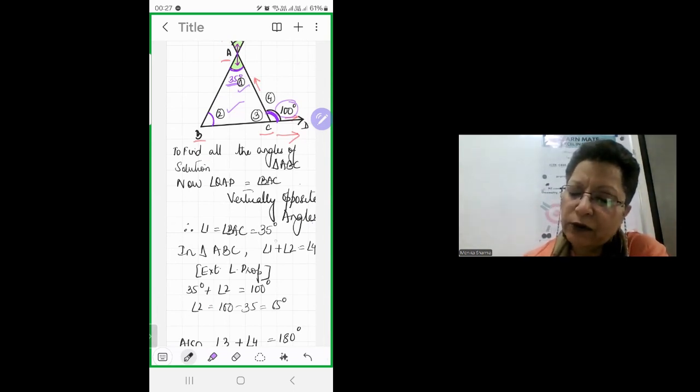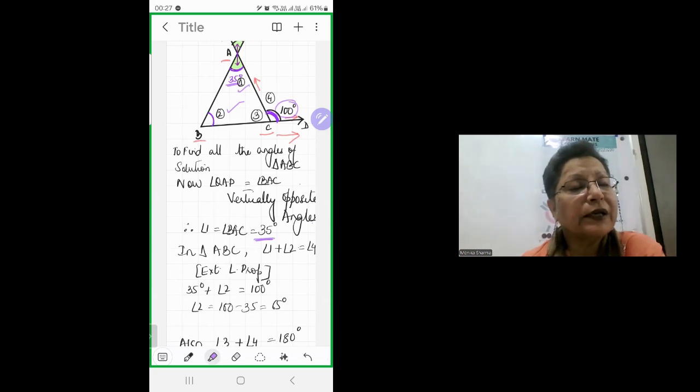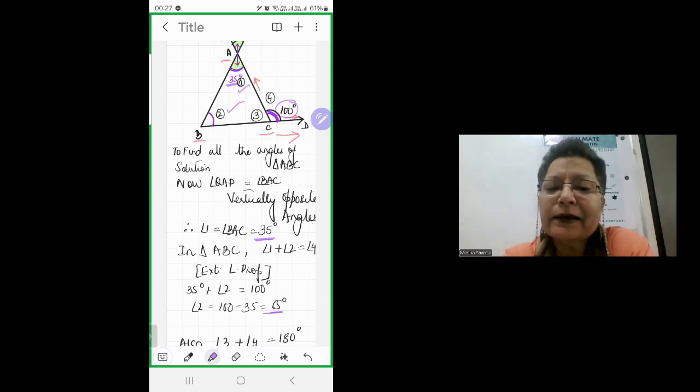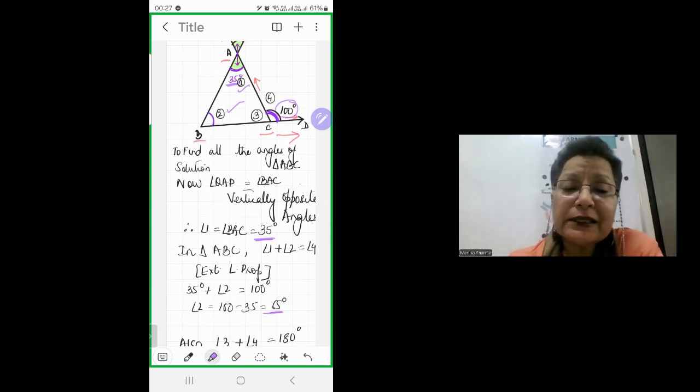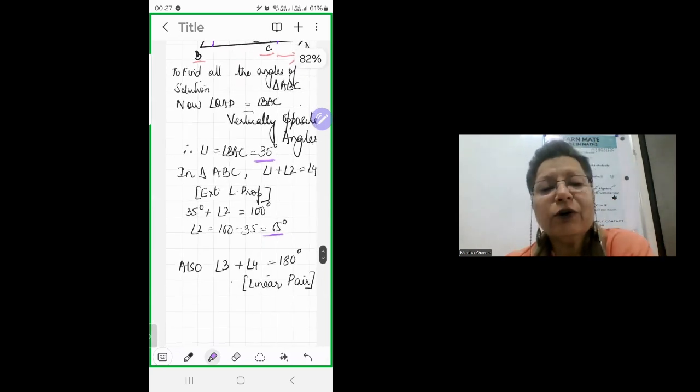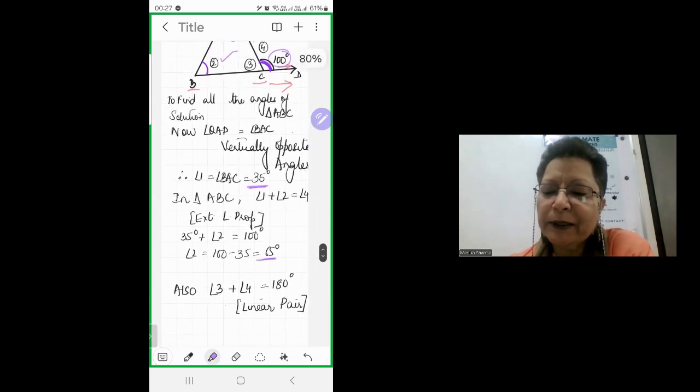So I've been able to find out the angle at point A has come out to be 35. Interior angle at point B has come out to be 65. Now only one of the angles is left, and that is my angle at point C. So I can either use my angle sum property or I can use the linear pair property.